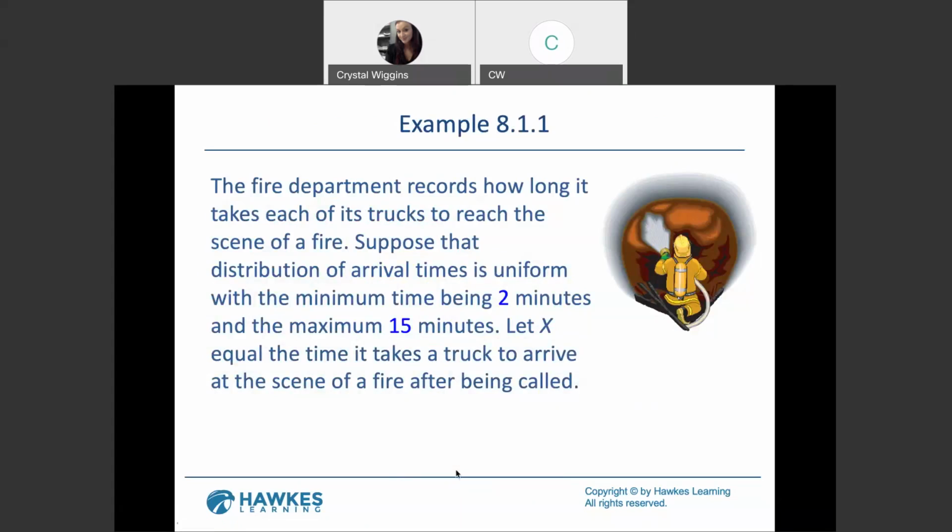So the fire department records how long it takes each of its trucks to reach the scene of a fire. Suppose the distribution of arrival times is uniform with the minimum time being 2 minutes and the max being 15 minutes. Let X equal the time it takes the truck to arrive at the scene of a fire after being called.